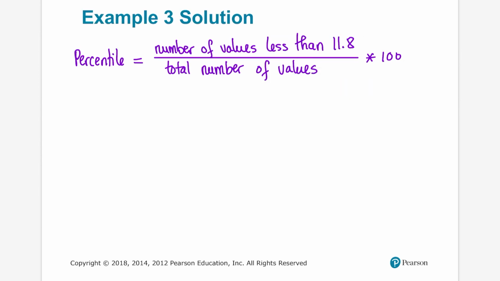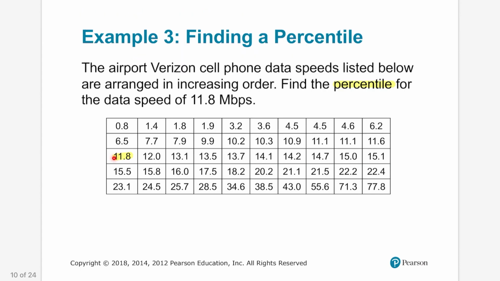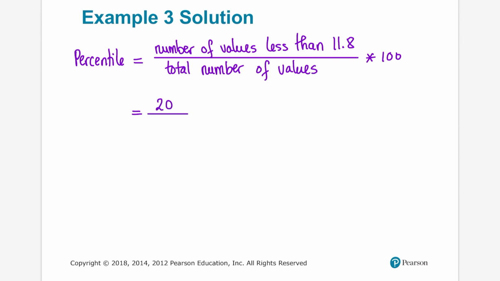To find the percentile for 11.8, I am going to take the number of values less than 11.8, divided by the total number of values, and multiply by 100. So this is 11.8. There are 20 values that are less than 11.8. So I have 20 values that are less than 11.8, over the total number of values, which is 50, and multiply by 100. And I have 40. So that means 11.8 is the 40th percentile.